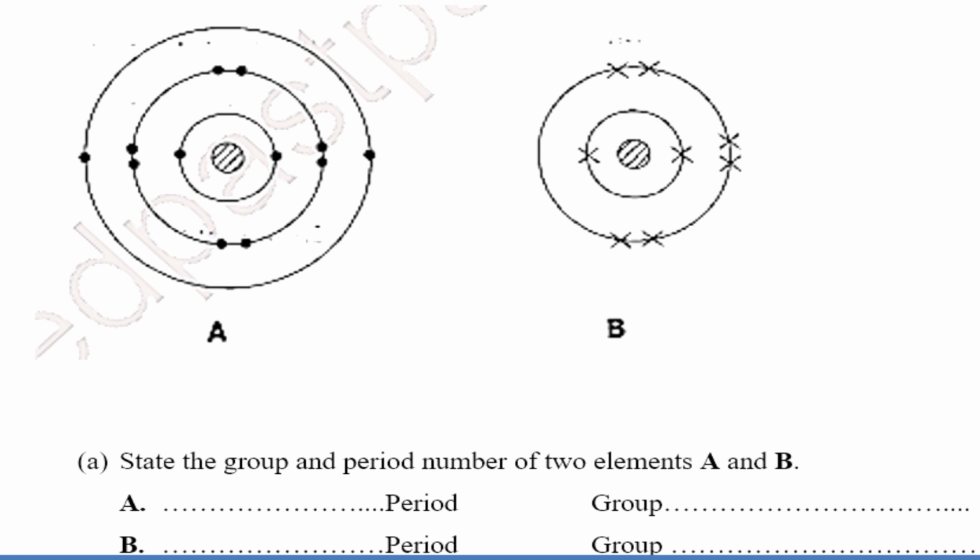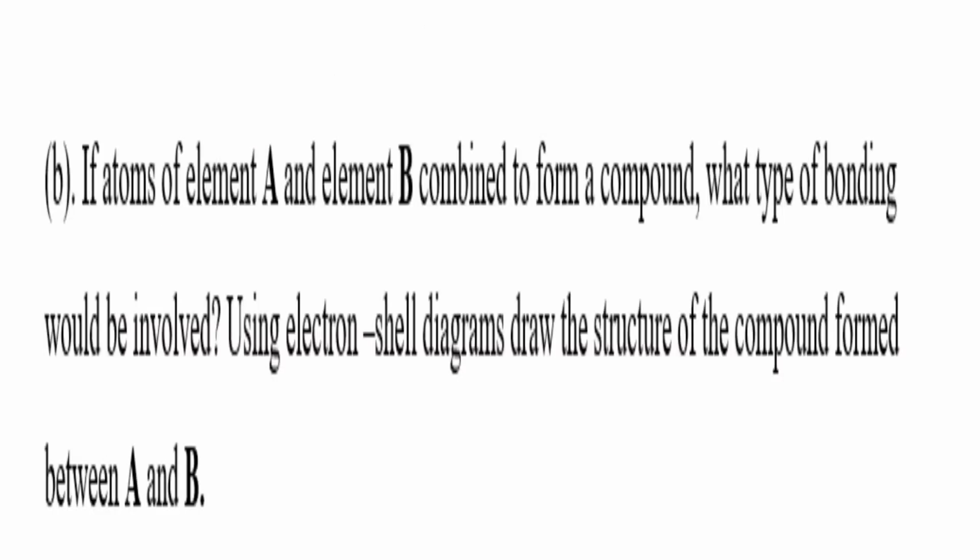We also have another question where they are asking us, if atoms of element A and element B combine to form a compound, what type of bonding would be involved? Using an electron shell diagram, draw the structure of the compound formed between A and B. A compound, as we know, is just a substance that is formed as a result of 2 or more elements that are chemically combined.